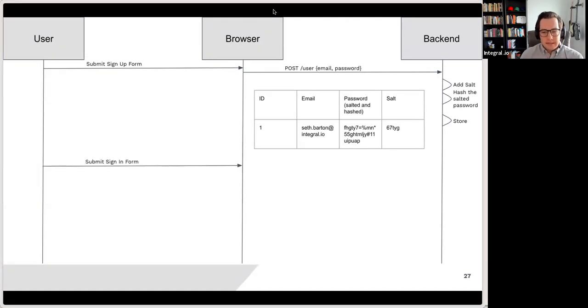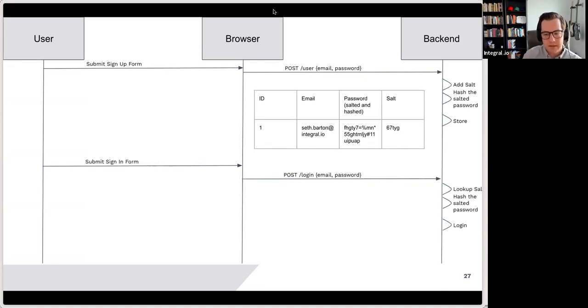And then if the user wants to sign in, they submit the sign-in form. The browser sends along essentially the same thing, the email and the password, right? And the backend now looks up the salt for that user's email. It takes the password they sent and appends the salt to it and then hashes the whole thing and checks if that matches what's in the database. And if it does, that's good.